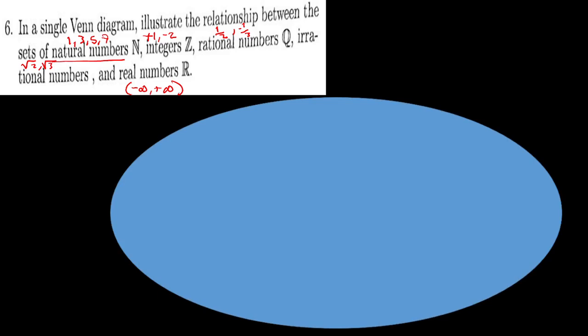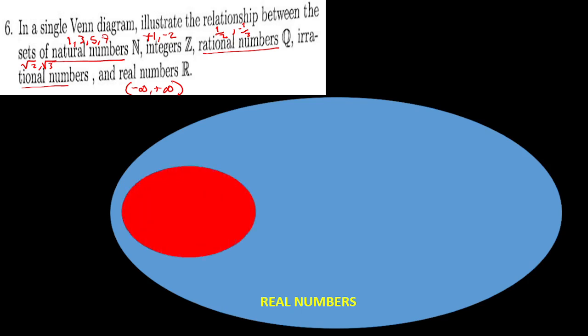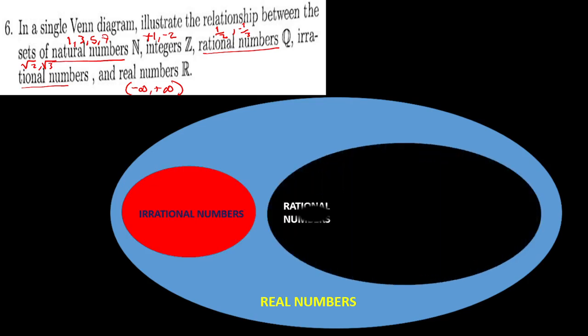So the first guy I'll show is the real numbers, which is that. So this is the bigger set, and this bigger set is the real numbers. Now real numbers can also have two sets, which is irrational numbers and rational numbers. So real numbers can be divided into rational numbers and irrational numbers. So I'm going to have that as my irrational numbers, and then I'm going to have the other side, which is the rational numbers. Then these rational numbers are going to have another set, which is the integers.